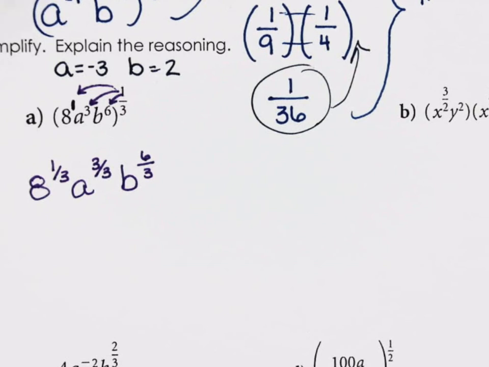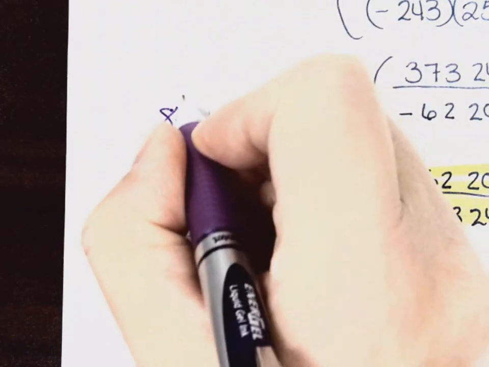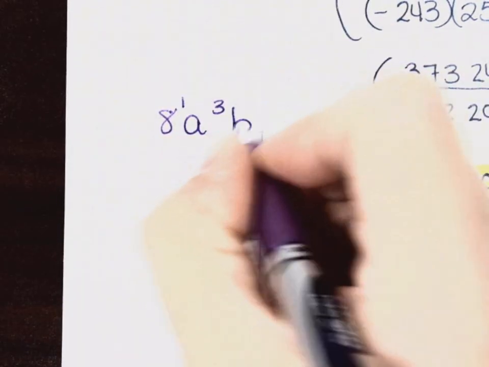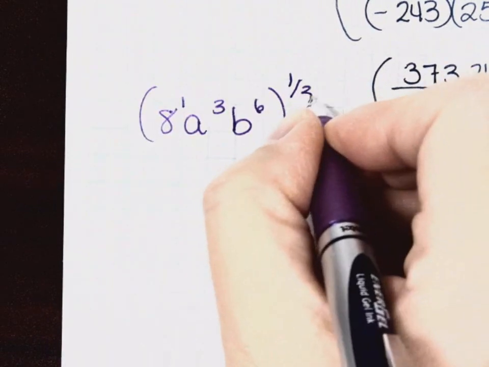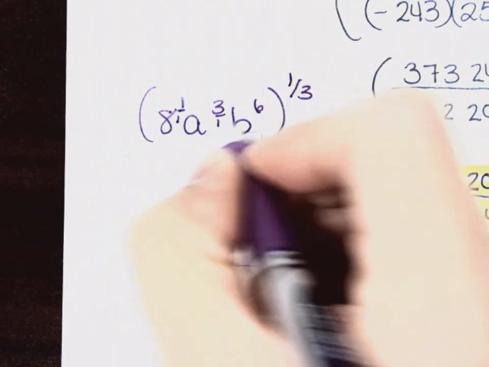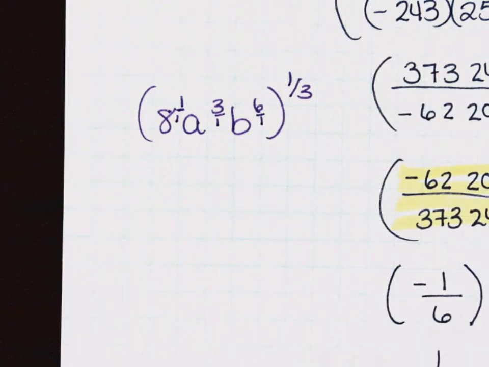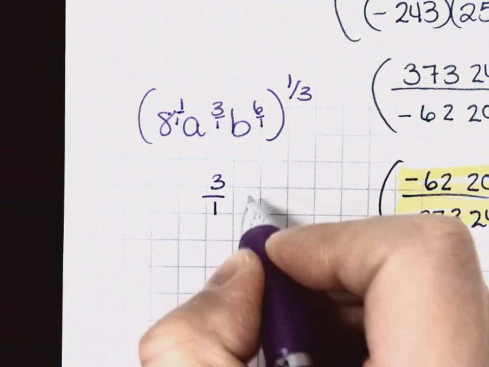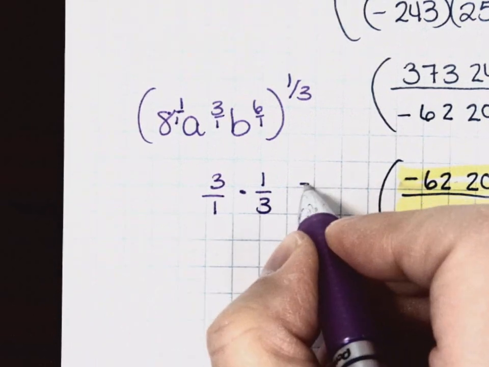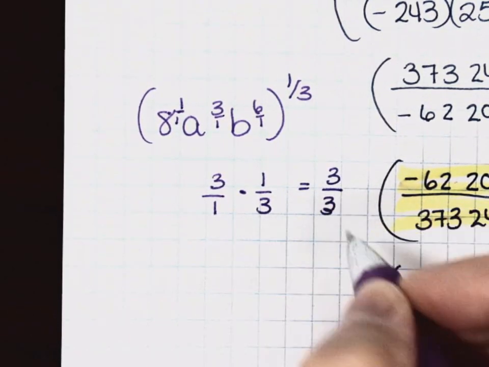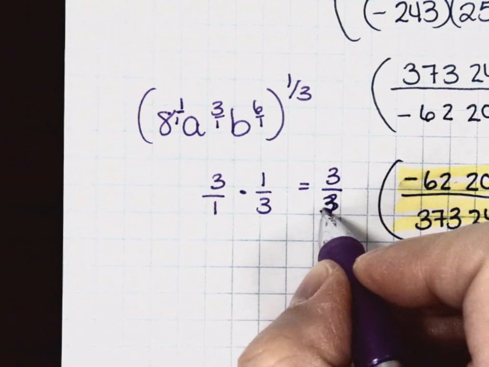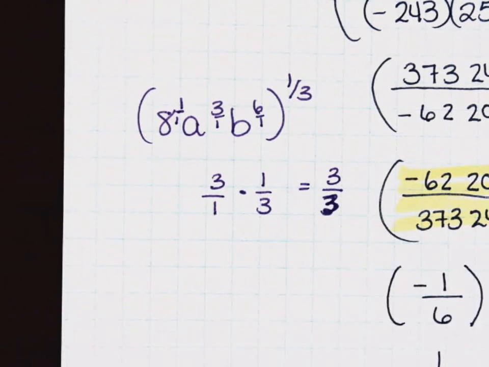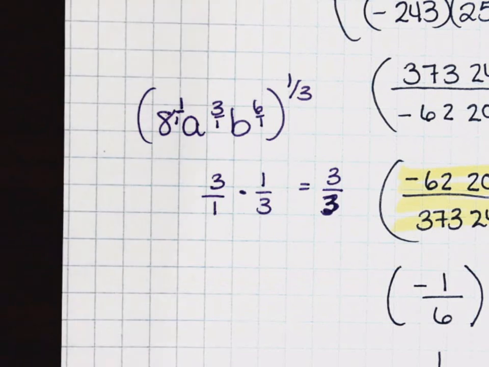Just a quick note, I'm gonna just, again, go to my scrap piece of paper here, slide this over. So we had 8 to the exponent 1, A to the exponent 3, B to the exponent 6 to the 1/3. So it's like saying 1/1, 3/1, 6/1, right? And when we multiply fractions, we multiply straight across the top and straight across the bottom. So this would be 3/1 times 1/3, which would result in 3/3. So just so you know how I did that really quick, that's what I was doing there.